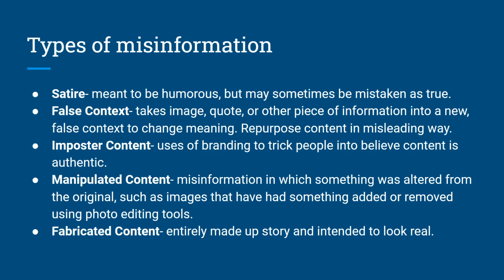There's also false context, which is where images, quotes, or other pieces of information are taken into a new false context to change the meaning. This can look like repurposing of content in a misleading way. There's imposter content, which is the use of branding to trick people into believing content is authentic. It could be helpful to counteract this by making sure you're extra cautious of making sure journal titles and web links are spelled correctly as you're navigating to the different sources that you're looking into.